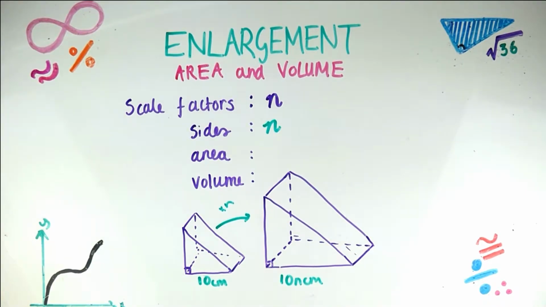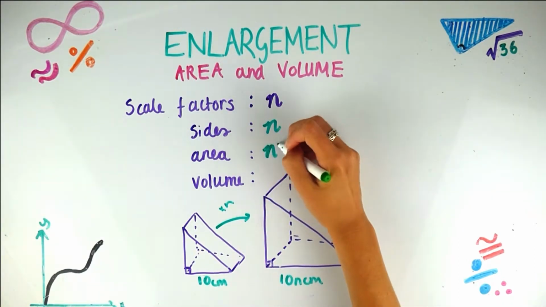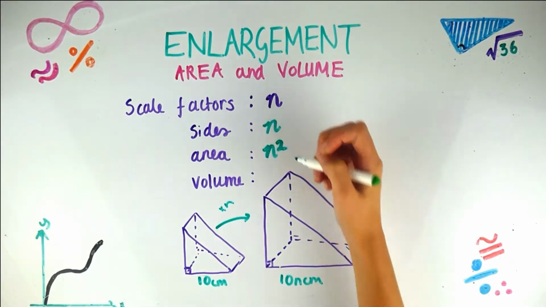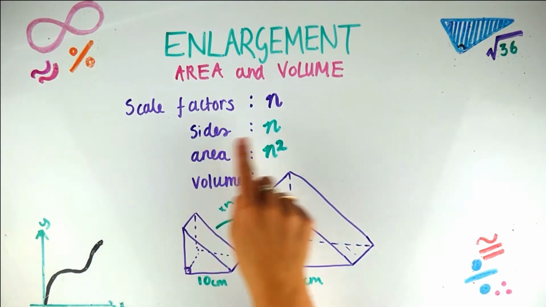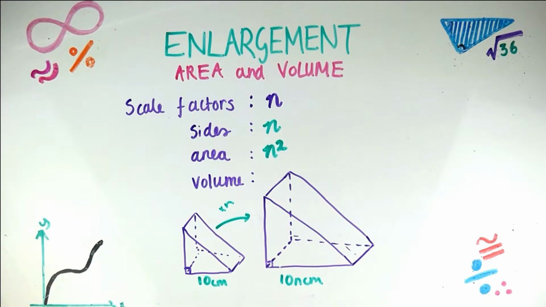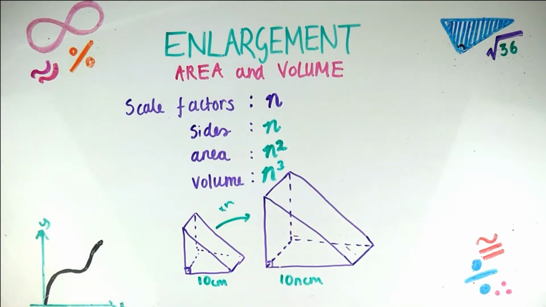So to scale the sides up, I just multiply by the scale factor n. However, this is where it gets a bit different. When you're talking about surface area or volume of these shapes, you can't just multiply by the scale factor. That's only for lengths of sides and things like that. So the area, instead of multiplying by just n, you have to multiply by n squared. So you have to do the scale factor squared. And it's easy to remember because for area, our unit's always squared. And volume, then, you can see the pattern, is going to be n cubed.